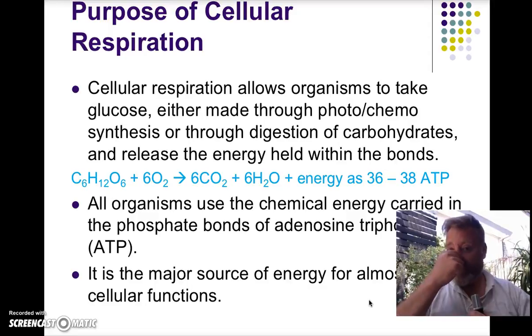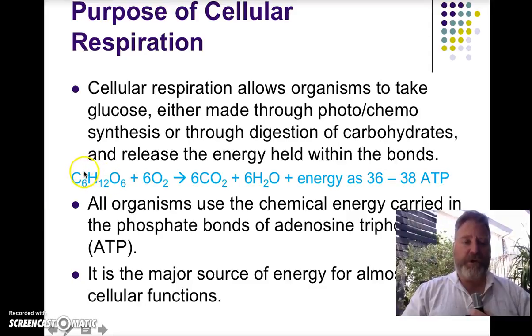So, cellular respiration takes place in all organisms. In the case of plants, they have made the glucose and now need to break it down to release the energy. In our case, we eat the plants or eat animals that have eaten plants to get hold of that carbohydrate, break it down into glucose, and then break the glucose down again. So it takes a bit longer for us. And every single living thing uses ATP, the energy carried in the phosphate bonds, as a currency, as that source of energy. So it's critically important for all living things.